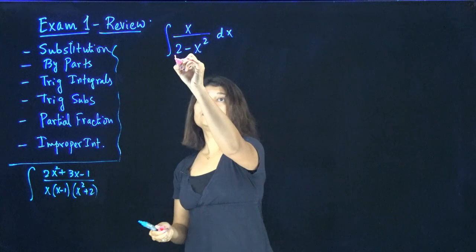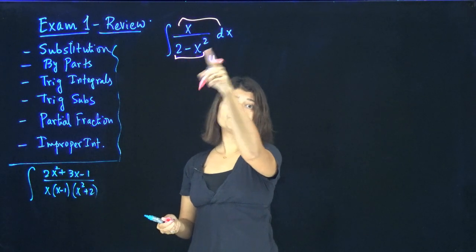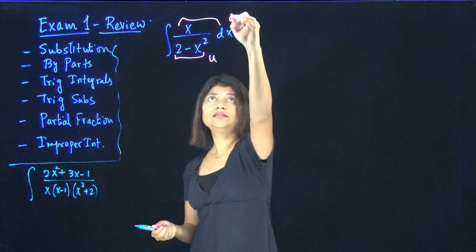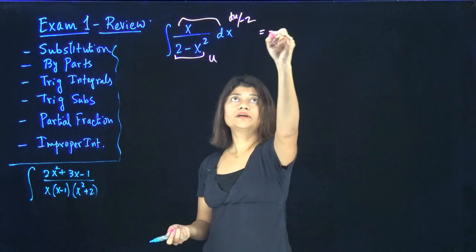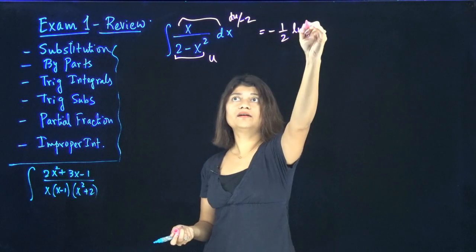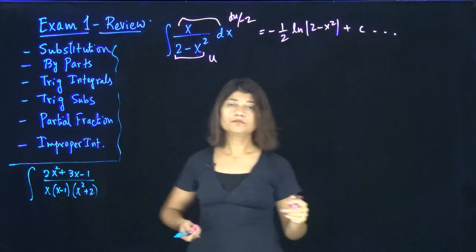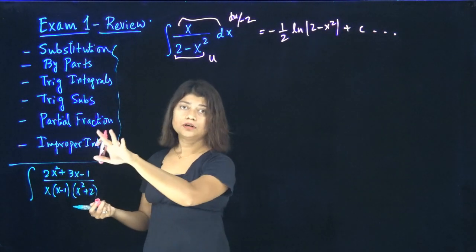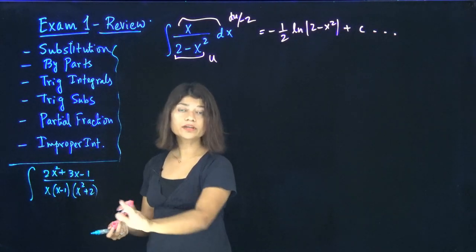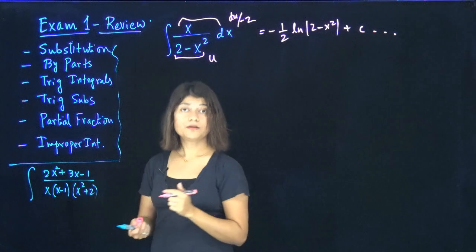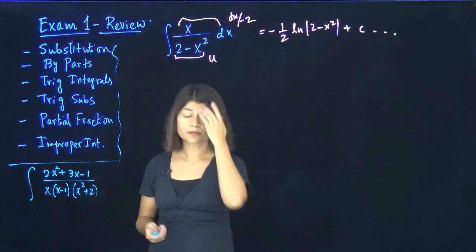Okay, here is your u. And when you take the derivative, you get negative 2x. So it's du over negative 2. But it's just a simple u sub, right? Negative 1/2 ln of u, which is this. And done. So don't jump to partial fractions unless you see this is a complicated looking rational function and you can factor the denominator, okay? And then you cannot just do a simple u substitution, for example.